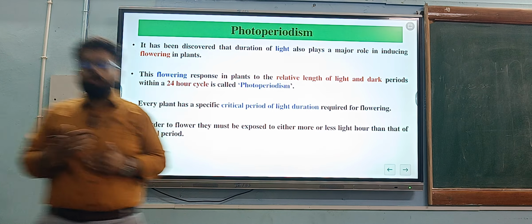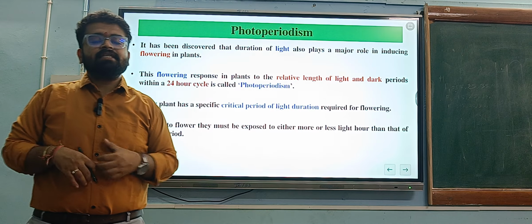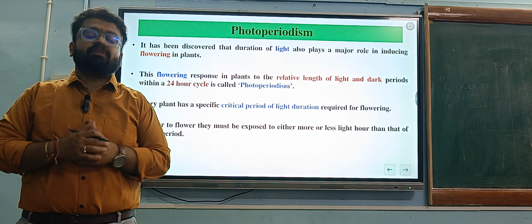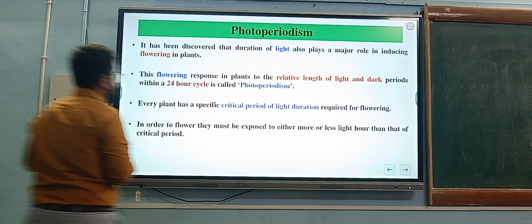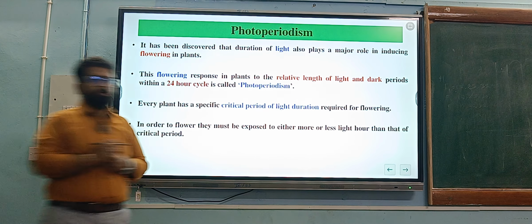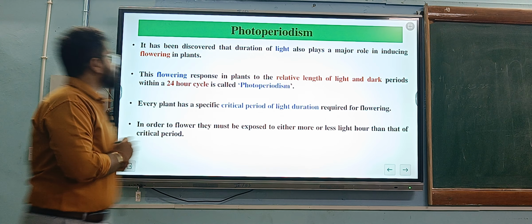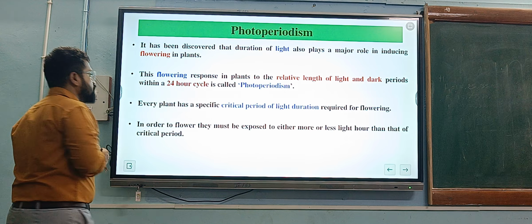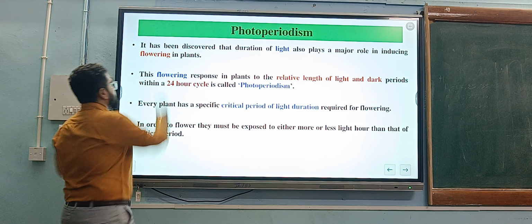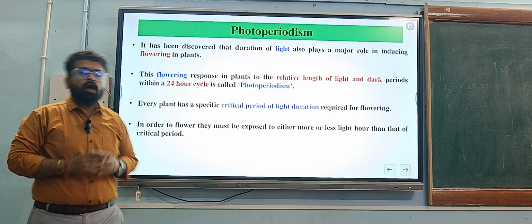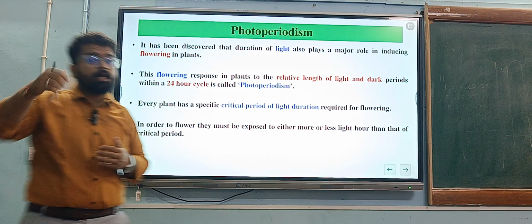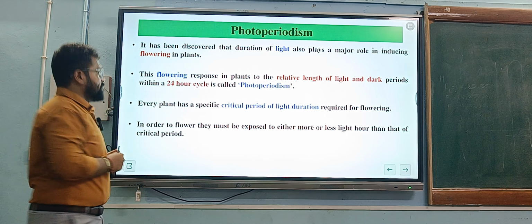After understanding the concept of differentiation, de-differentiation and redifferentiation in the cells, we shall move forward towards photoperiodism. The term is very important from the exam point of view. What is photoperiodism? It has been discovered that the duration of light also plays a major role in flowering in the plant. Duration plays a very important role. How long the duration is, and at what time the flowering occurs, plays a very important role.